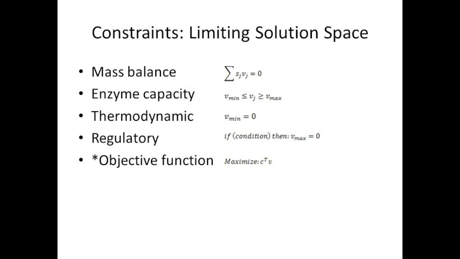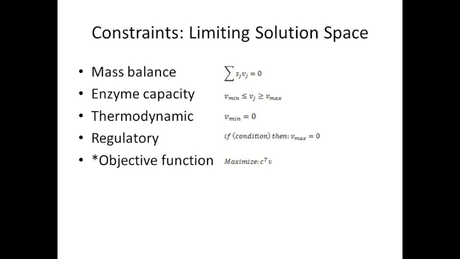We can also set thermodynamic constraints. So this is saying that we know certain reactions only occur in one direction and not both. We can model this by saying that a certain reaction has to have a v min, or a minimum flux, of zero. That way it can't go backwards. We can also add regulatory constraints, which usually use some kind of Boolean logic condition, such as if a regulator is active, then the gene won't be expressed, so shut off the reaction that enzyme catalyzes.